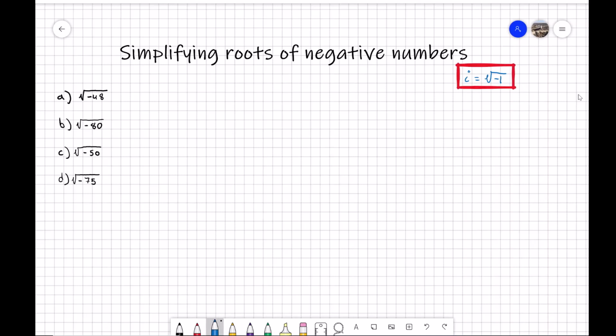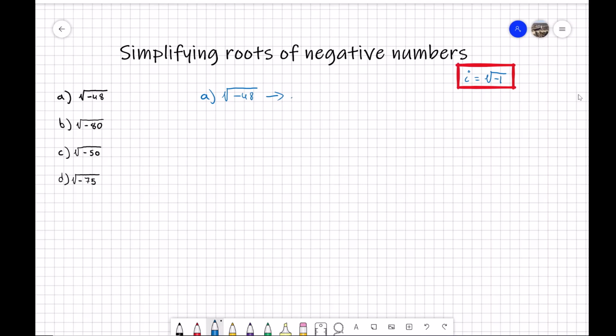So let's start with A. We have A, which is equal to the square root of -48. Now, if we take a look at this root, we see something strange: there's a negative number inside the root. So if we want to simplify this root, we have to get rid of that negative number.